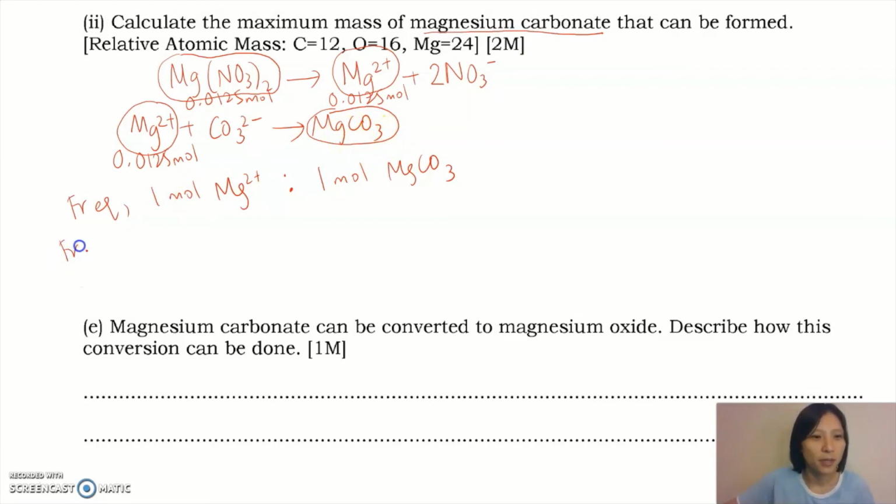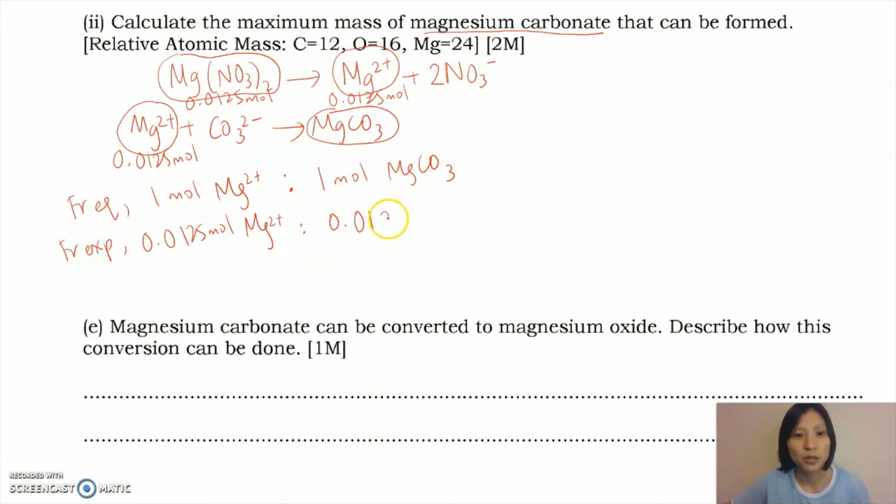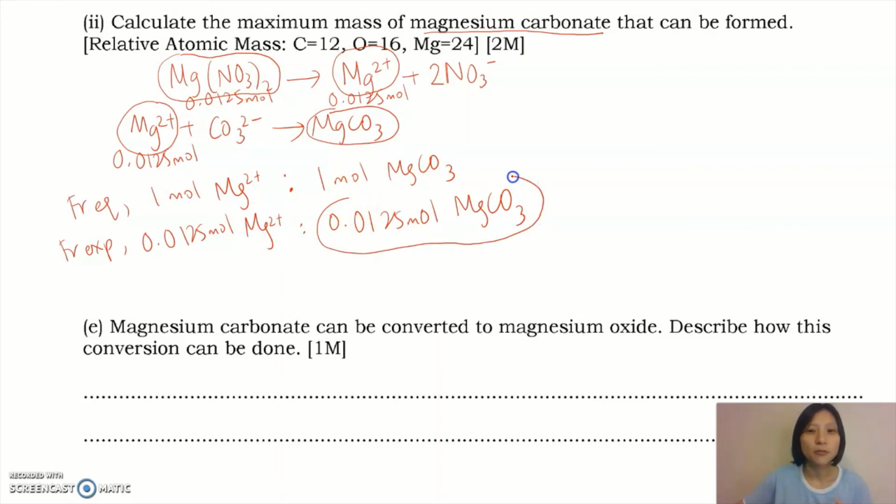From the experiment or from your calculation, we know that we have used 0.0125 mole of Mg2+. So therefore, the amount of MgCO3 that is produced will be the same, 0.0125 mole MgCO3. With this number of mole, we are able to find mass, right?